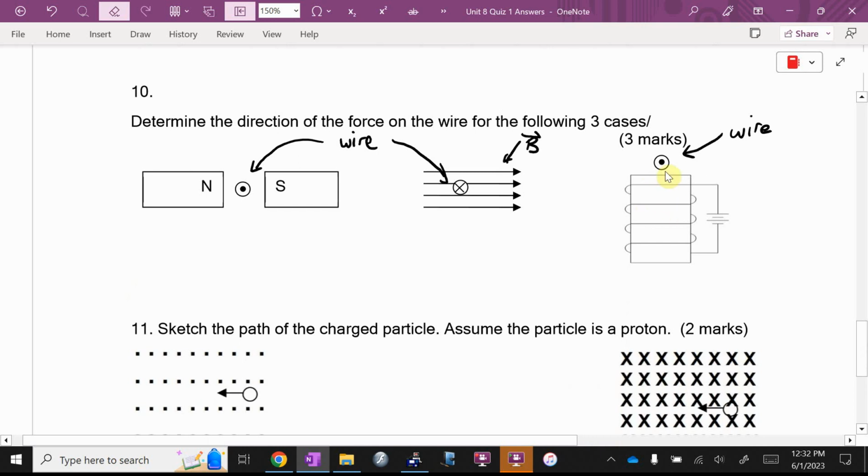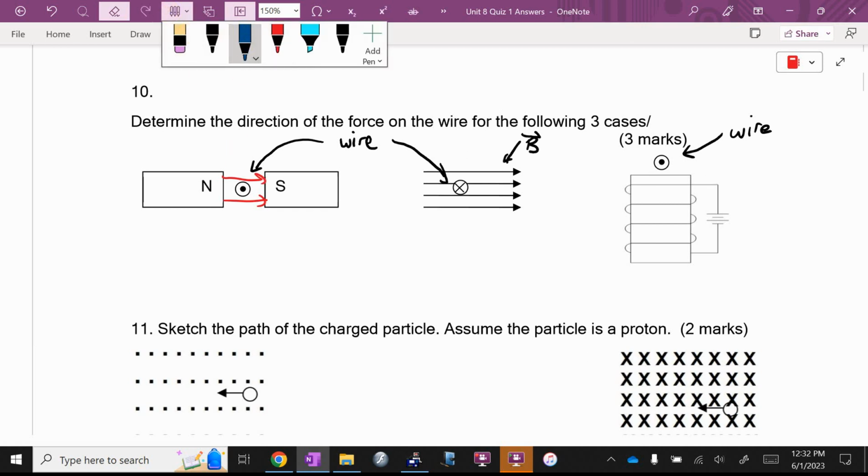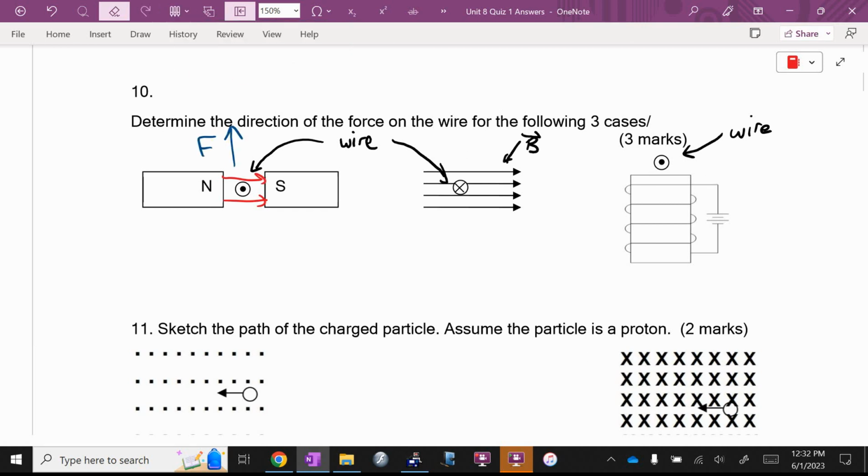Okay. 3 marks, 1 mark each. This third one is going to be a little tricky. This first one, determine the direction of the force on the wire, so the magnetic field would point this way. What direction is the wire in that picture carrying the current? That dot in the wire means out of the page. So current coming out of the page, magnetic field line points from north to south. You know what? I think F is going to be up the page. By the way, these will almost certainly be multiple choice questions on your test. So it would be to the left, to the right, up the page, down the page, into the page, out of the page, right?